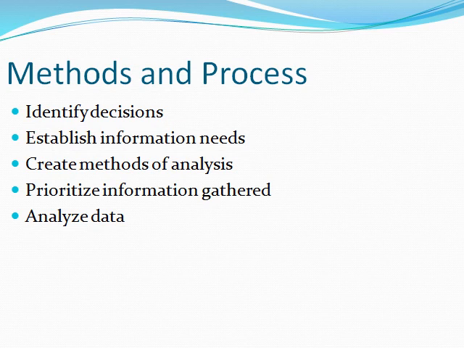Methods and process. The methods used in this decision making are very important. The first element to take into account is to identify decisions. The second element is to establish information needs. The third element is to create methods of analysis. The fourth item is to prioritize information gathered. And the last one is to analyze data.